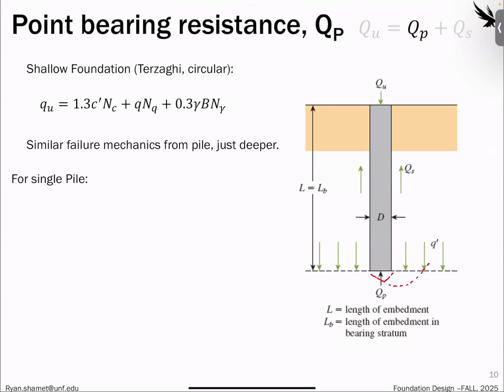So for a singular pile, what we could say is, okay, this ultimate is equal to the point bearing. And we know that the factors are going to change a little bit. But we'll just say, following the same mechanism as Terzaghi, that it's part of these three contributing factors: cohesion, surcharge, and the soil unit weight. Now, keep in mind that we're talking about the pile diameter here, where before we were talking about the footing width.